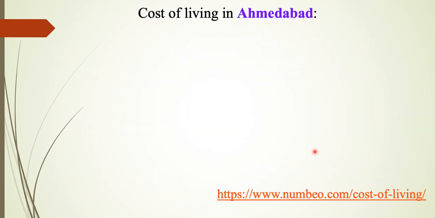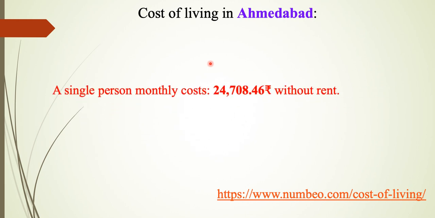Now see here, if we talk about the different cities in our country and then look at the cost of living there. The first one is cost of living in Ahmedabad. A single person's monthly cost in Ahmedabad is 24,708.46 rupees without rent. So we are not going to include rent in the monthly cost of a person in Ahmedabad.